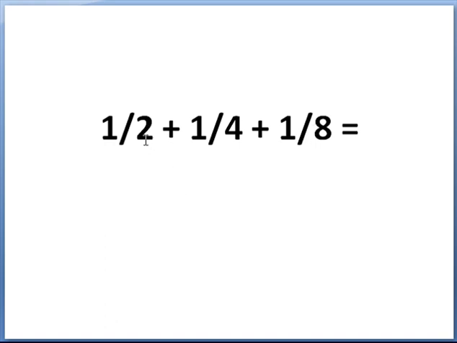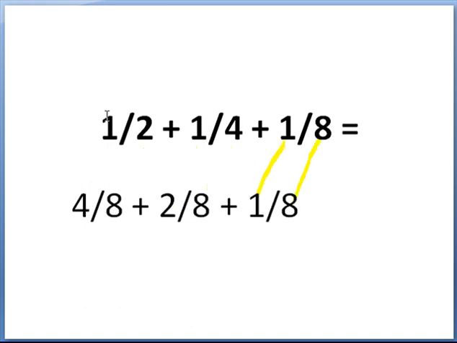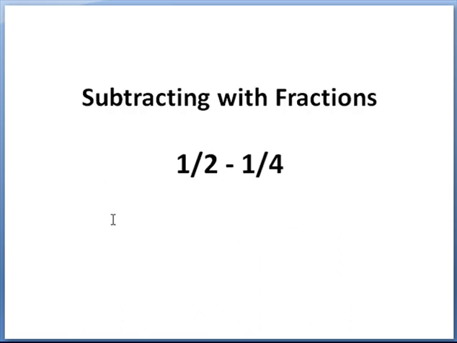4 times, so this would become 4/8, because if I multiply this times 4 and I multiply the numerator times 4, I'll get 4/8. So I have 4/8 plus 2/8 plus 1/8, and then I simply just add 4 plus 2 is 6 plus 1 is 7, and I keep the 8's the same. That's 7/8. Subtracting with fractions, it's the same thing.